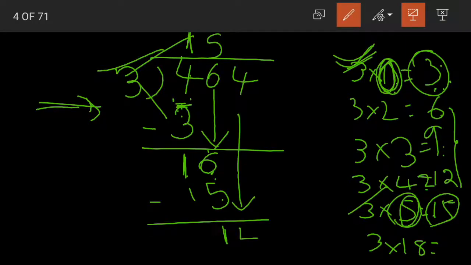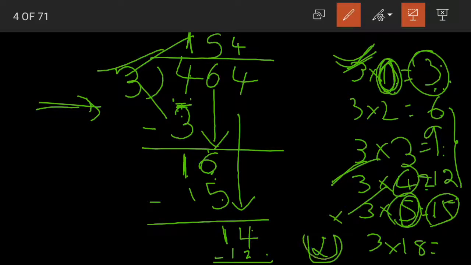Now bringing the last digit down, that is 14. Again, do we have 14 in 3 table? No. Do we have any number that is just less than 14? Yes, we have 12. So 3 4s are 12. Writing 4 in the quotient, 12 down here. When we subtract, what is left, children? 14 minus 12 is 2.